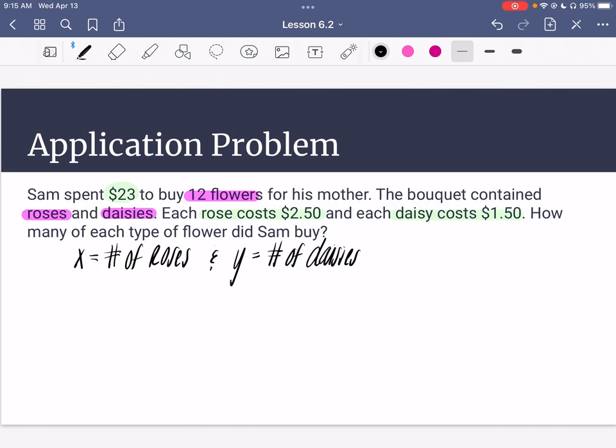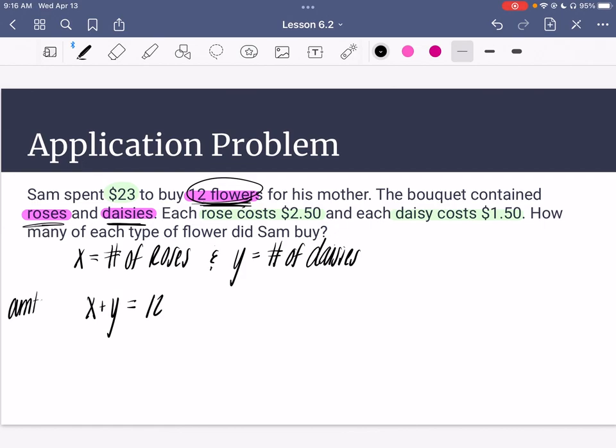So like I kind of color coordinated on here, we have information about the number of flowers and then the cost of the flowers. Okay, so the information about the number of flowers tells us that the amount of roses and daisies adds up to 12. So if we know the amount of roses is x, the amount of daisies is y, when we add those, we're going to get 12 as our total. Okay, so that covers the amount.